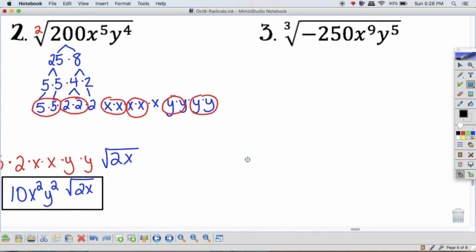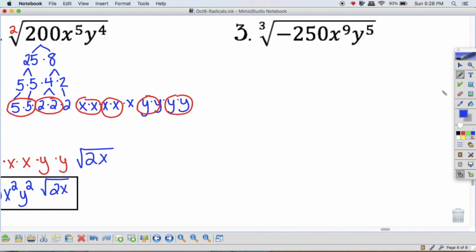And lastly, number 3. The negative, I'm just going to keep in mind that I can take the cube root of a negative number. I'm just going to put a negative in my answer and then sort of forget about it. I'm going to break down 250 into 25 times 10. I could break that down even more into 5 times 5. 10 I'm going to break down into 5 times 2. Okay, I see if I could break any of those down anymore, and I cannot, and I make sure that I bring everything down into a nice line.